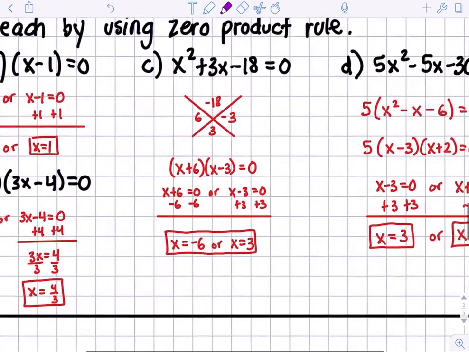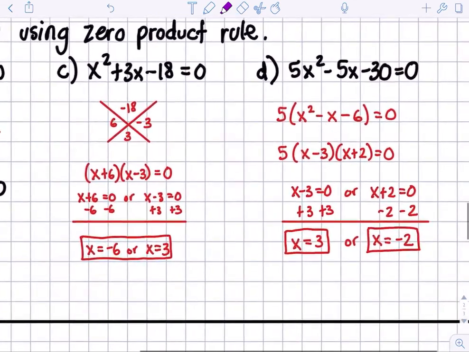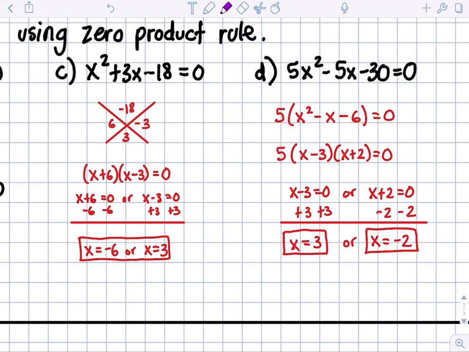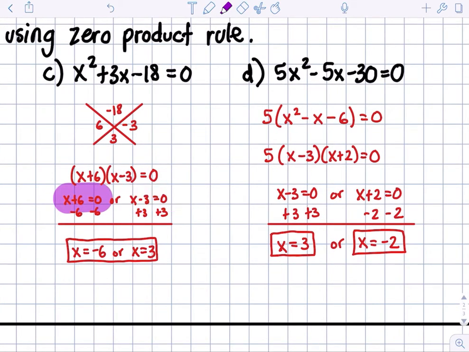Part C, so remember you have to factor first. We'll set it equal to 0 and then factor. So it's already set equal to 0, so now we just have to factor. -18 on top, 3 on the bottom. Two things that multiply to -18 but add to 3 are 6 and -3. So (x + 6)(x - 3) equals 0, and now set both of them equal to 0. And then solve for x, and you're going to get x is equal to -6, or x is equal to 3.